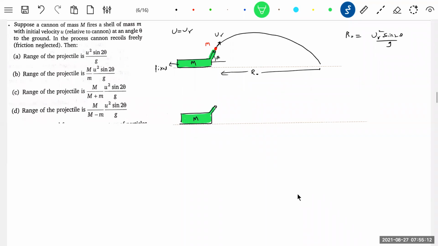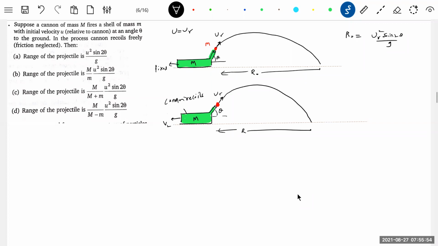Let the recoil velocity of the cannon be v2. Here the shell will have velocity ur and is going to describe a trajectory at an angle theta with respect to the cannon. We don't know whether the range will be less or more, that is what we have to check. The cannon moves back, or just say the cannon recoils.